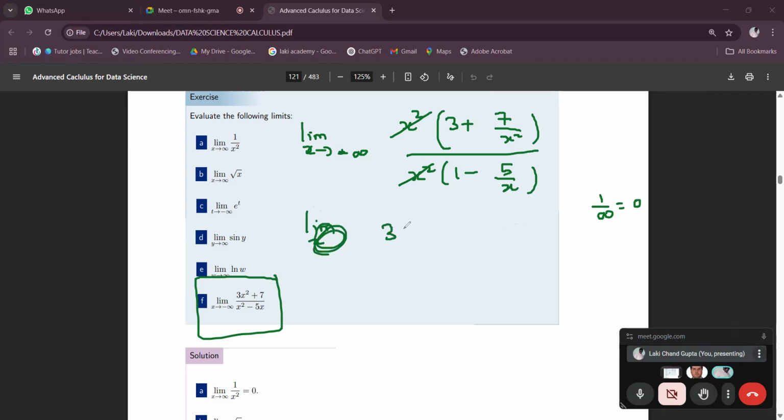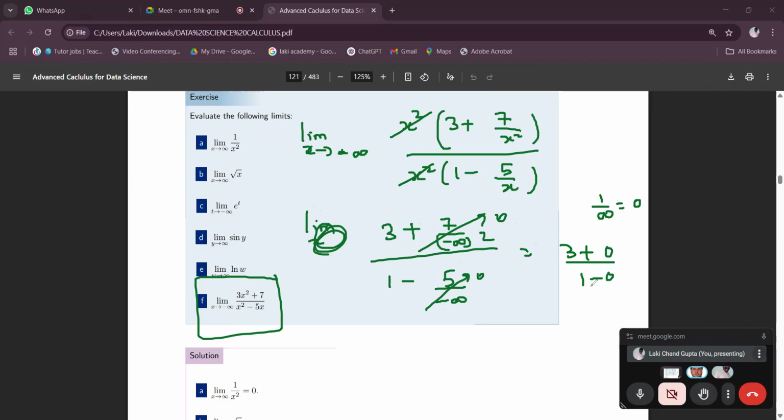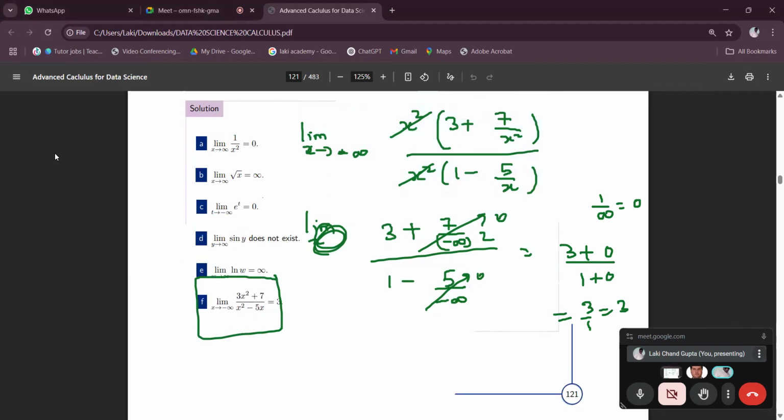See, put the value of infinity, minus infinity square. You know 1 upon infinity is 0. This becomes 0, and this is also 0, right? So 3 upon 1 is 3. This is your answer. Yes, 3 is the correct answer.